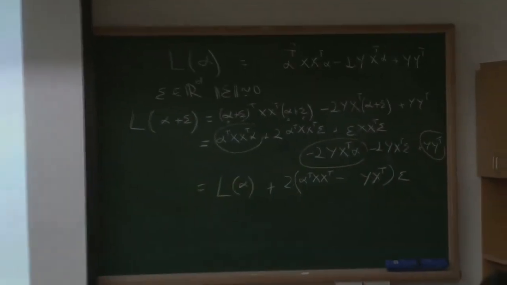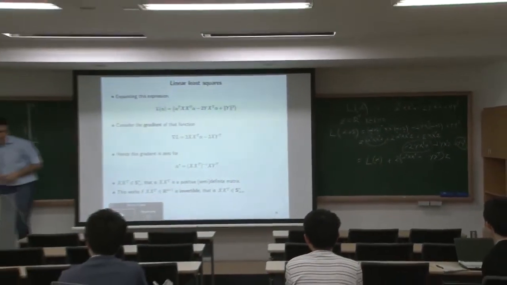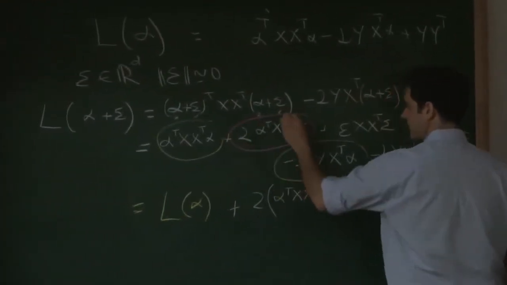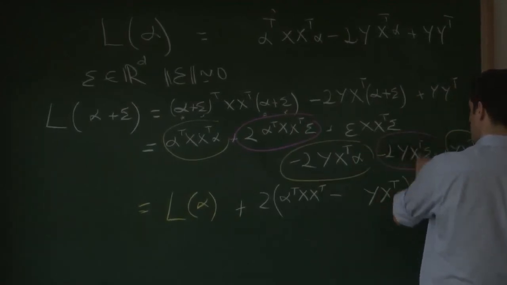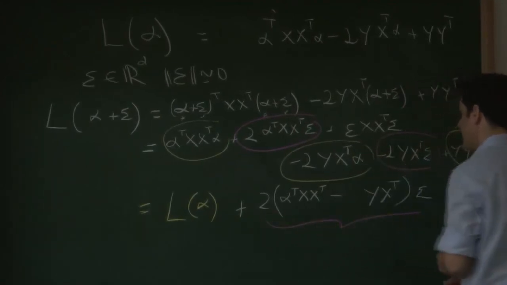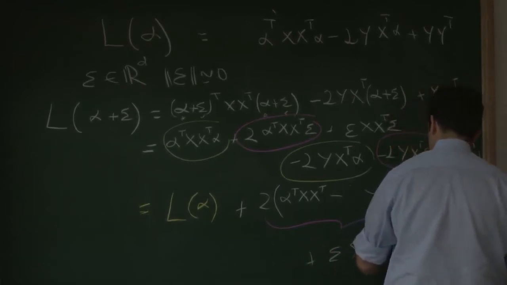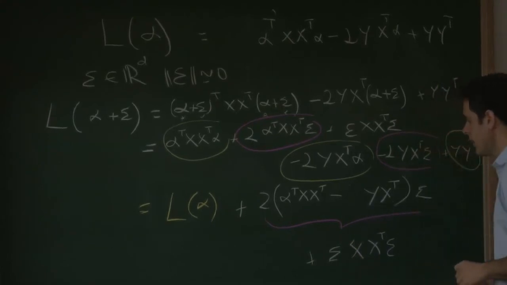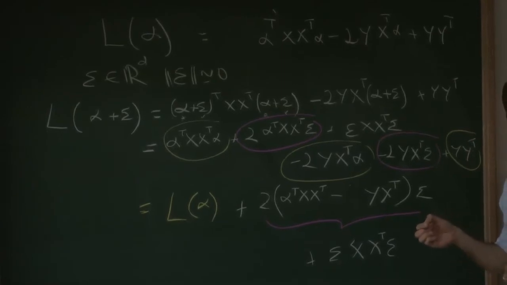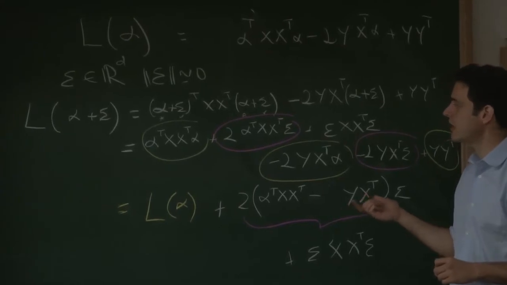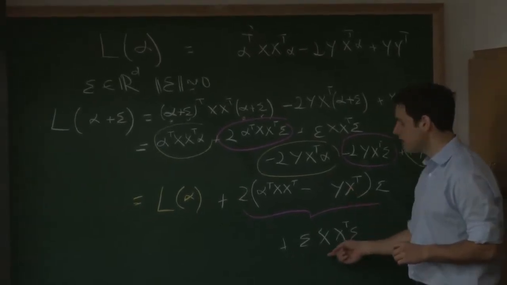So those two terms here basically form this term here. Okay? And then we have plus epsilon x transpose epsilon. Okay, so what is important here is that I told you that epsilon was very small, and we're trying to find a linear approximation of L. Okay? We're trying to find something that will look like a linear term times epsilon. This is not linear, this is quadratic in epsilon.